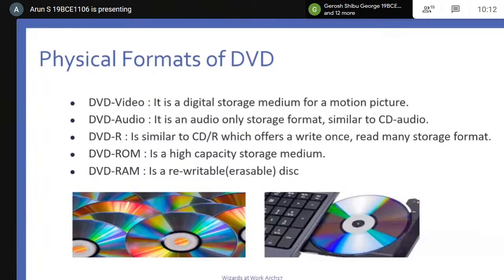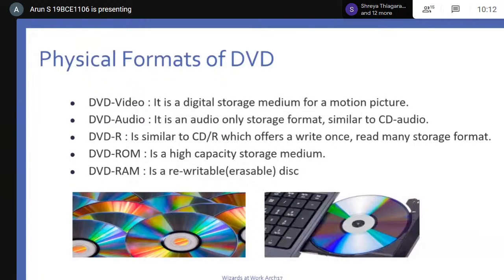Now, talking about the physical formats of DVD. There are 5 physical formats. The first one is DVD video. It is used to store motion pictures. The second one is DVD audio. It is used to store only audio, and it is similar to the CD audio. The third one is DVD read. It is also similar to the CD read, where data can only be written once.